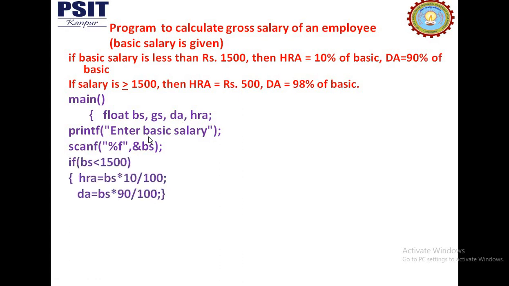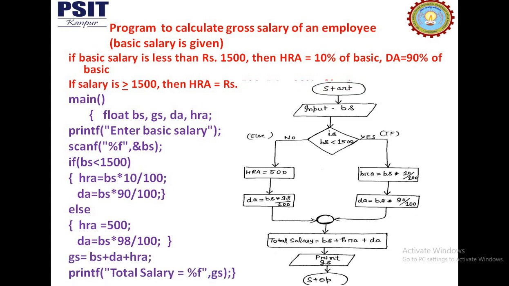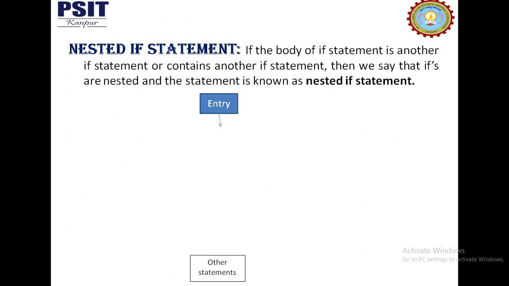So basic salary will be inserted. Now calculations are being done based upon basic salary. This is the condition, whether basic salary is less than 1500 or not. If it is less than, that is true, then HRA and DA are calculated in this way. Otherwise, HRA and DA are calculated in this way. So any one will be followed, either if will run or else will run, and the gross salary will be calculated and printed, right? So this is the flow chart for the same. Go through it once and you will definitely get it.